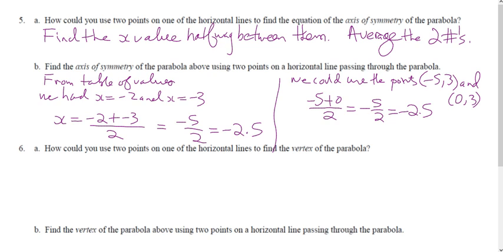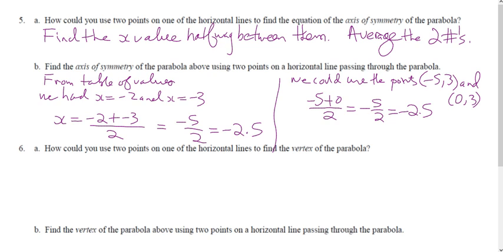Okay, and that'll give us the equation of the axis of symmetry, which will then give us the x coordinate of the vertex. So 2 points on a horizontal line, average the x values, you get the equation of the axis of symmetry, and that gives us the x coordinate of the vertex. How could you use 2 points on one horizontal line to find the vertex? Okay, so what do we know now? We know the x coordinate of the vertex.